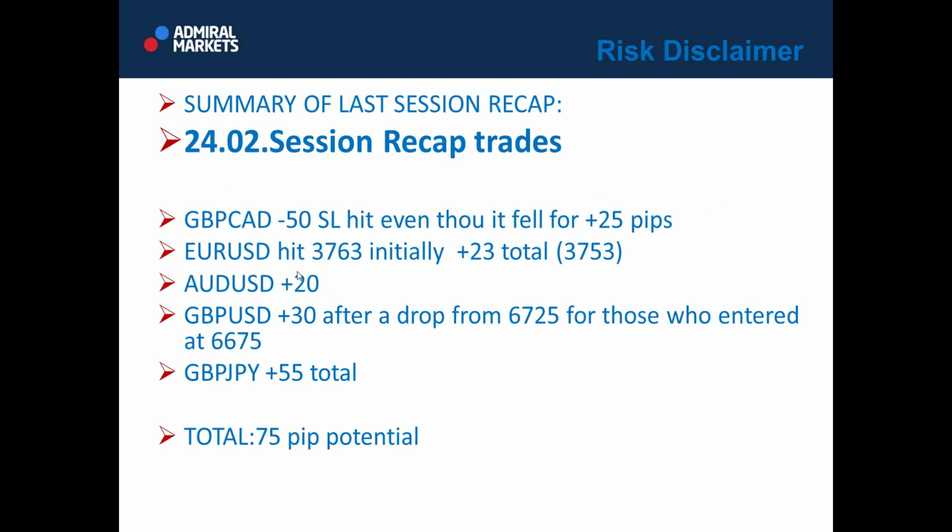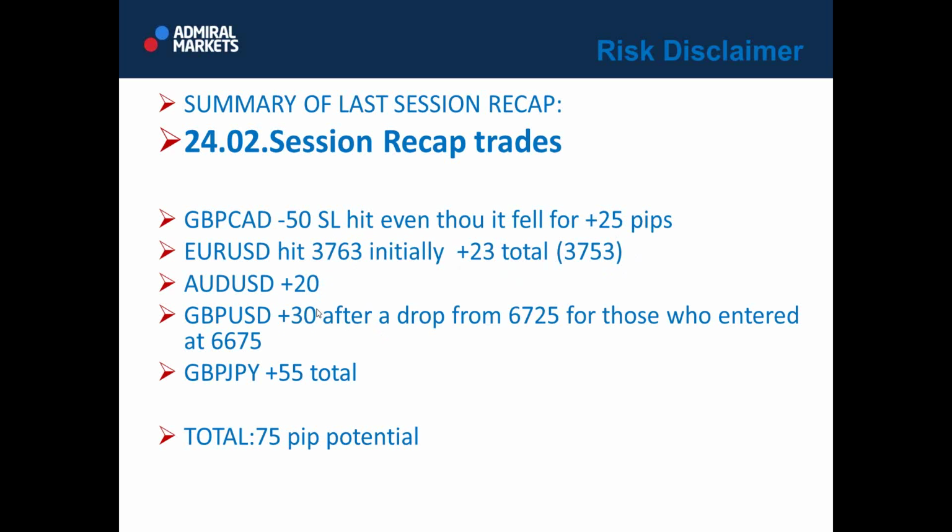Euro-dollar hit 37.63 initially, plus 23 total. And I got all of these pips because, if you follow my blog on Admiral Markets and Forex Factory Spiders, you could have seen that I managed the trade live. So I told you, close it now, close it then. It was written on my blog and on Spiders then. Also, Australian dollar was plus 20. Basically, we had multiple rejections of the level I mentioned, 90.20, and I also managed that trade live.